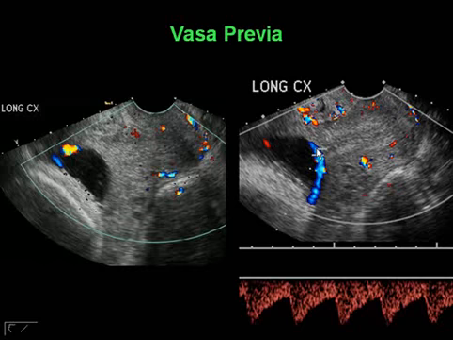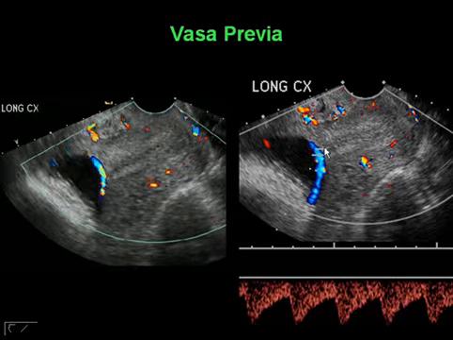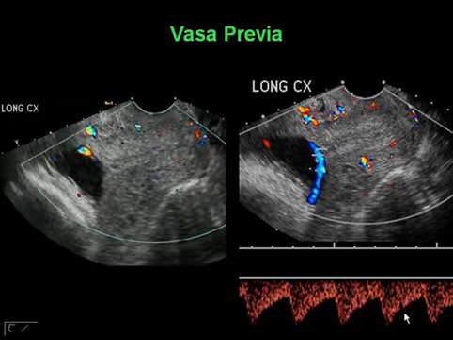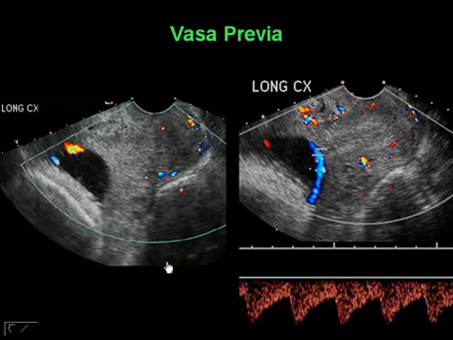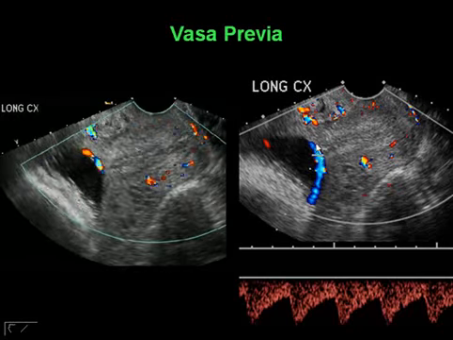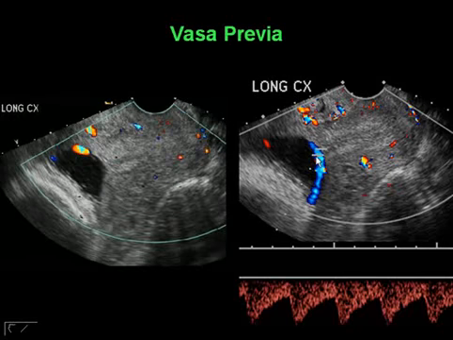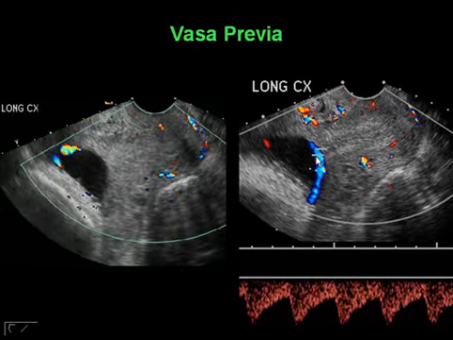With spectral Doppler insonation of this vessel, we see that it has an umbilical artery waveform. This is the fetal umbilical artery, and you can see how dangerous this could be. If the cervix were to open and tear this vessel, the fetus would suffer severe bleeding.